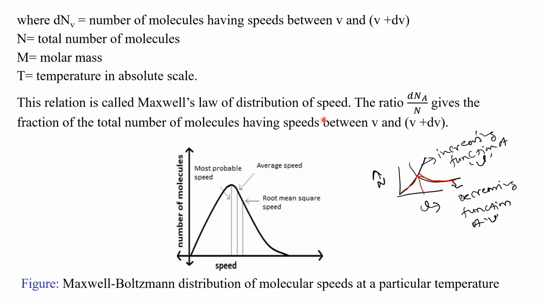So this relation is the Maxwell distribution, okay, fine. So this is the plot. This is called the most probable speed. This is the average speed, and this is the root mean square speed.